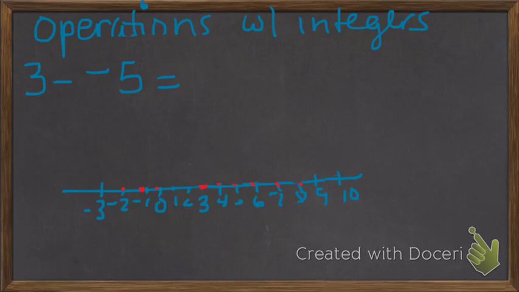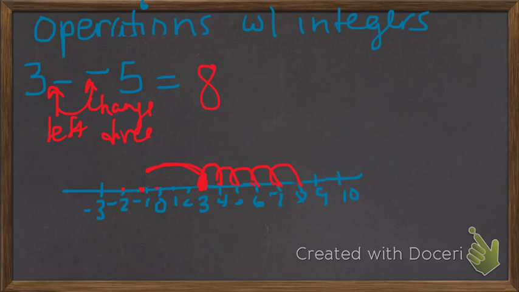All right, 3 minus the negative 5. So we're going to start at 3. We're going to move left, but wait, we have a double negative, so we're actually going to switch directions. So if I was originally going to move to the left, I'm now going to move to the right 5 spots. 1, 2, 3, 4, 5, and again I'm at 8. So the double negative, normally I would have moved left, but this says, oh wait, change direction. Okay, so that's why we end up at 8.